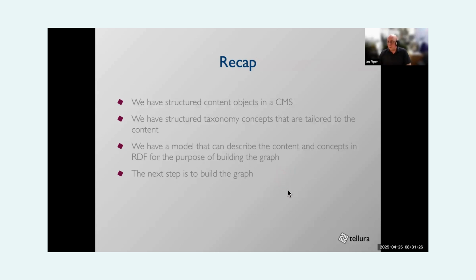Right. So to recap where we are, we've got a set of structured content in a content management system that has been created effectively as a series of content objects. And we've modeled that in RDF so that we can then have the tools to link it to taxonomy concepts. We've got those taxonomy concepts in a structured taxonomy, and having done corpus analysis, it's tailored to the content. So we've got the components of a graph now, and we can go ahead and build that graph.